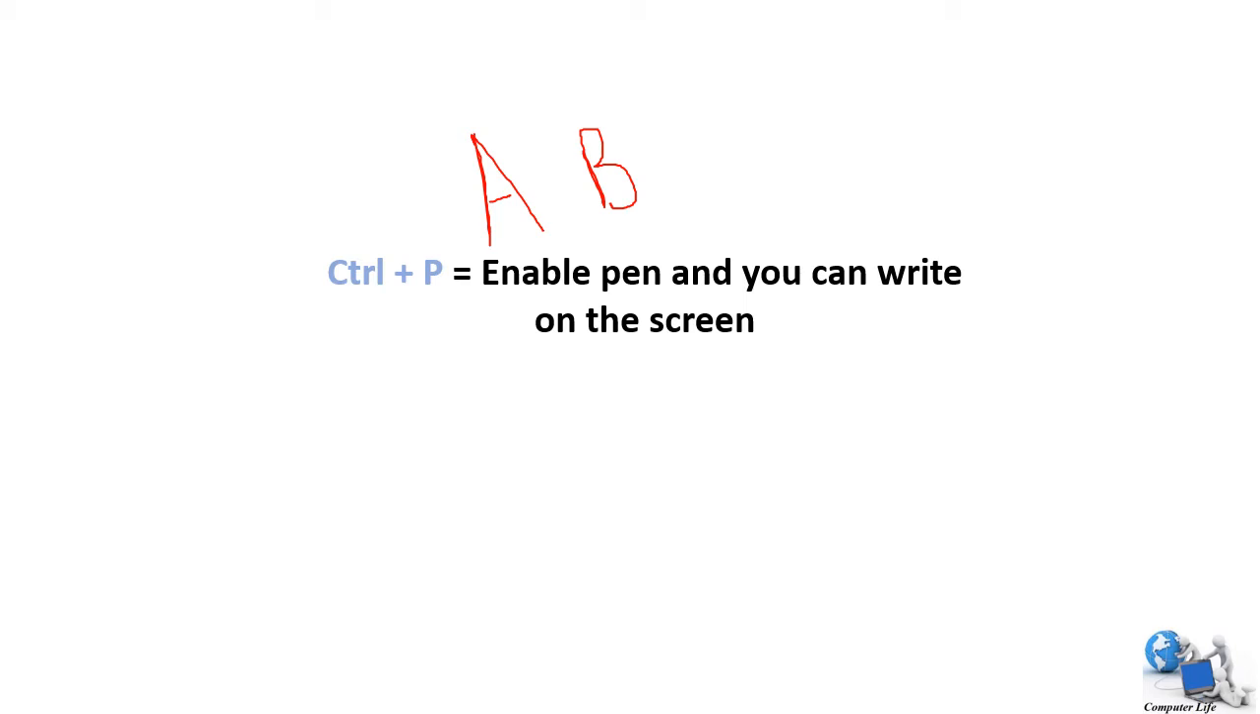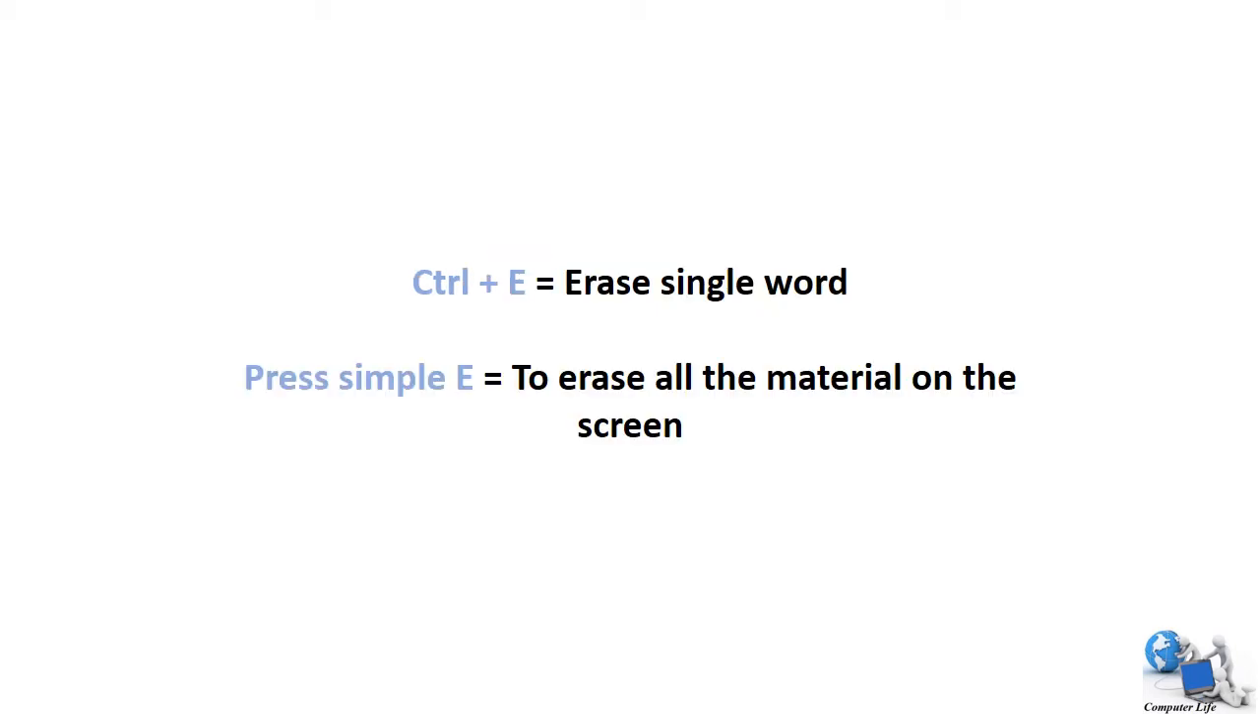colleagues or the students. The next is Ctrl plus E, which erases a single word, and if I want to erase all the material at the same time, I have to press E simply. So I am giving you the demo here. I am going to write A, B and C. If I want to erase just C, I'll click Ctrl plus E.